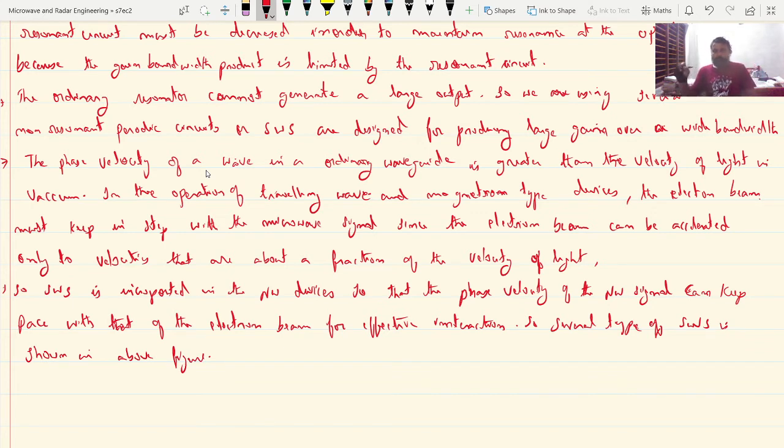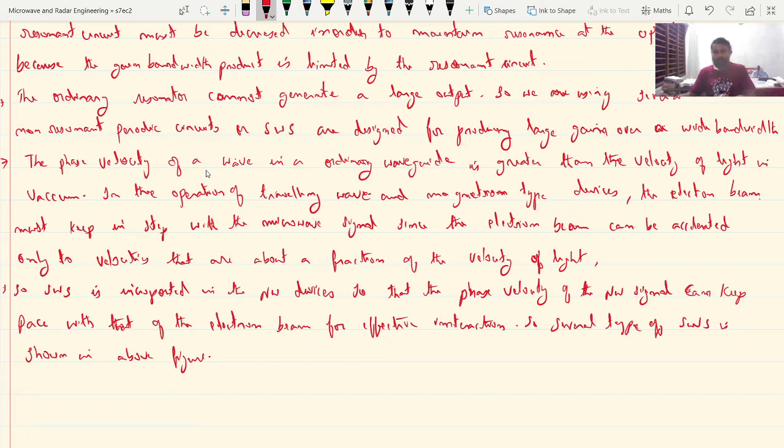So as I told you, the phase velocity of a wave in an ordinary waveguide will always be greater than the velocity of light in vacuum. So in the operation of traveling wave and magnetron type devices, the electron must keep in step with the microwave signal, since the electron beam can be accelerated only to a velocity that is a fraction of the velocity of light. Okay. So we are normally incorporating the slow wave structure in microwave devices so that the phase velocity of the microwave signal can keep in pace with that of the electron beam for effective interaction.